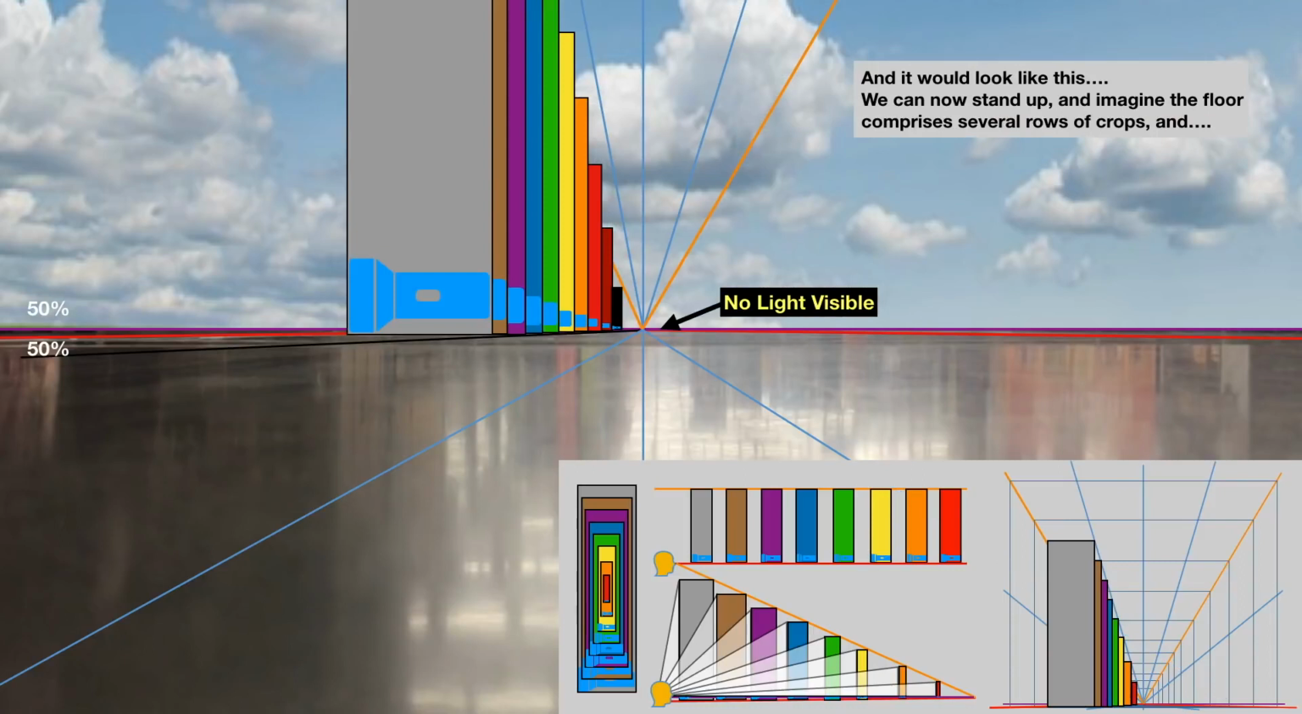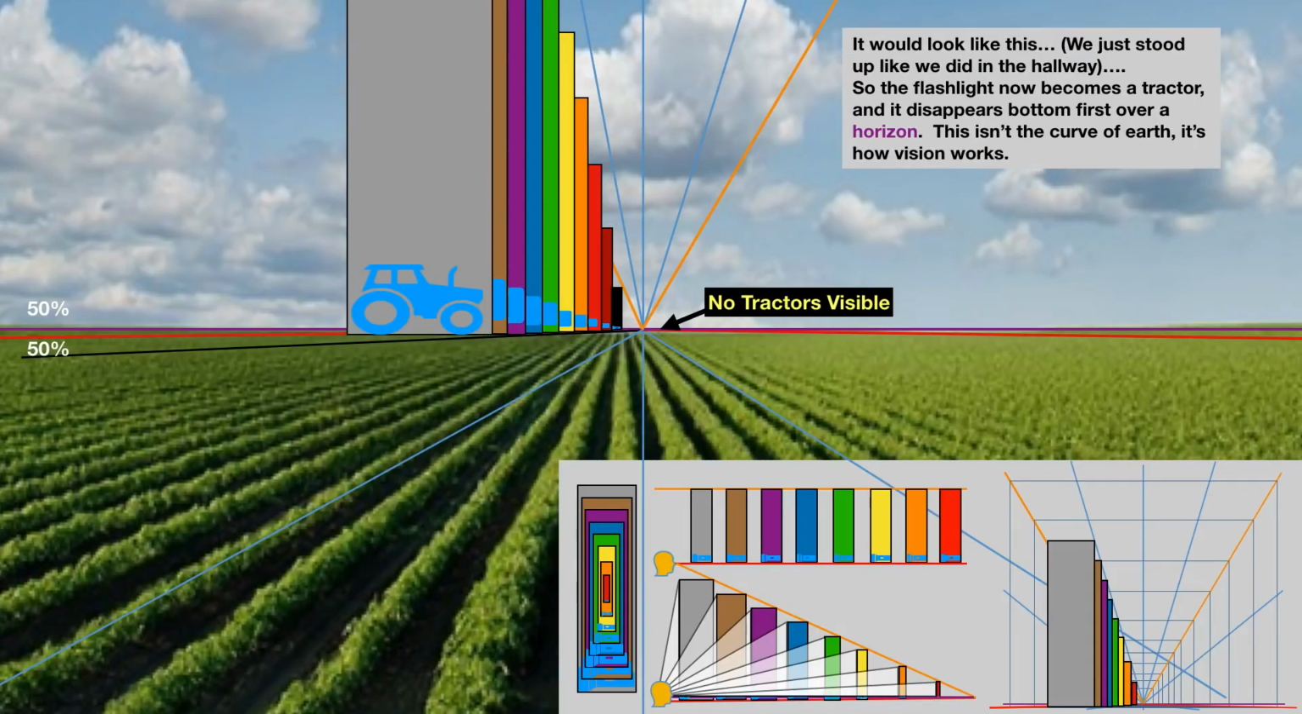And we can turn to another floor example within a Walmart here and imagine the walls and the roof were removed, leaving us just the sky above. And it would look something like this. And we can now stand up and imagine the floor comprises several rows of crops. And we get back to this. We just stood up like we did in the hallway. So the flashlight now becomes a tractor, let's say, and it disappears bottom first over a horizon. This isn't the curve of Earth, it's how vision works.